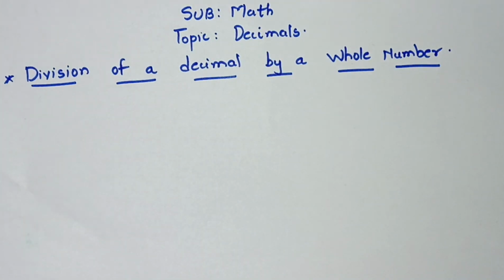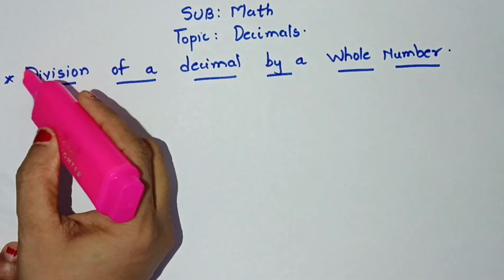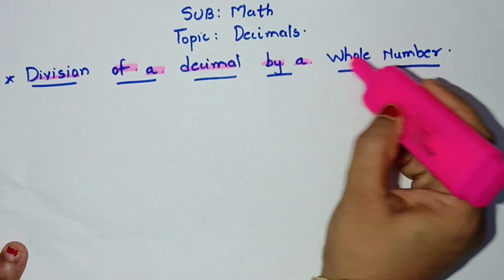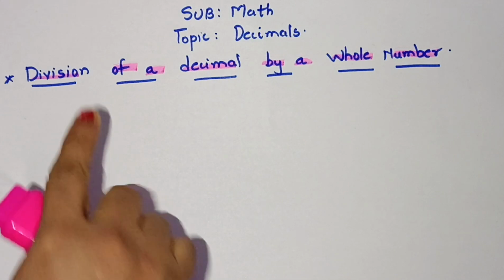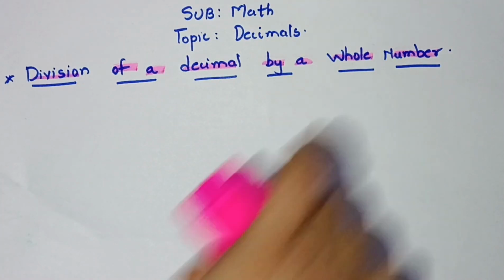So today the new topic which we are going to learn is division of a decimal by a whole number. Division of a decimal by a whole number. It means dividing decimals with whole numbers.